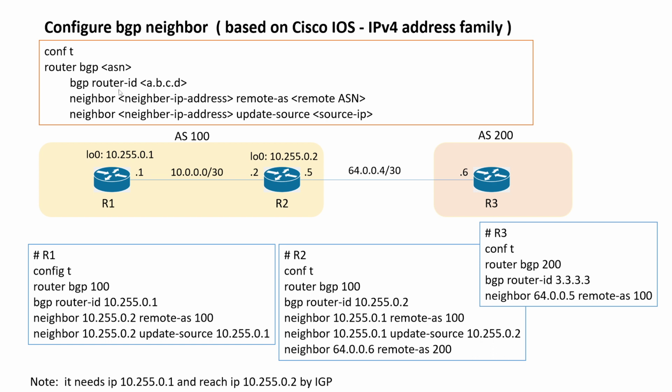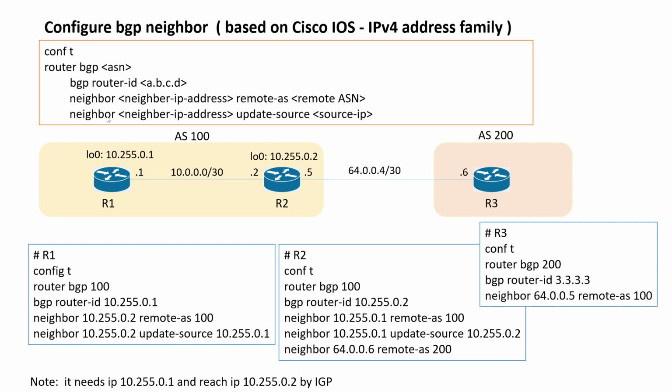However, the BGP router ID is really important, since in the BGP open message, they always check the BGP router ID. So I suggest you configure the BGP router ID here. Then next, you configure the neighbor. The command is neighbor, then the neighbor's IP address, then the keyword remote-as, then you put the remote AS number here.